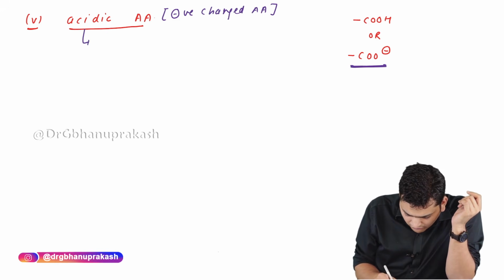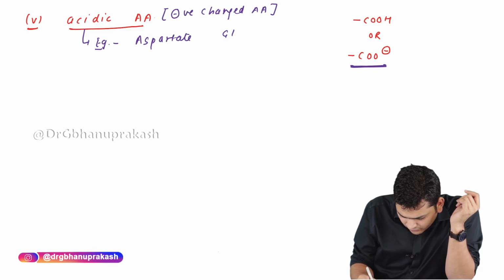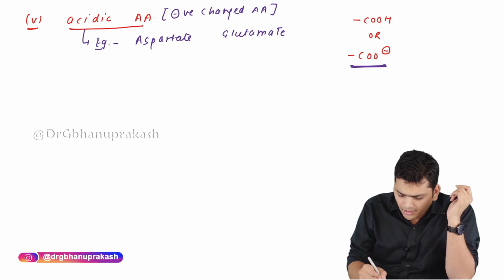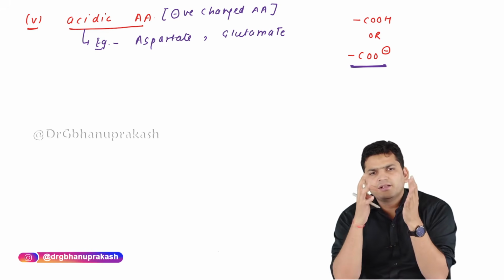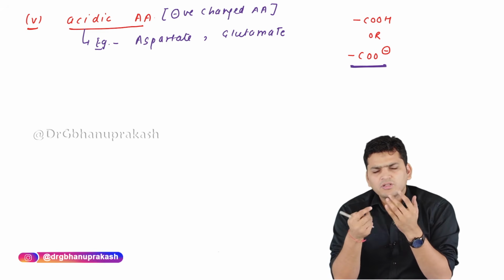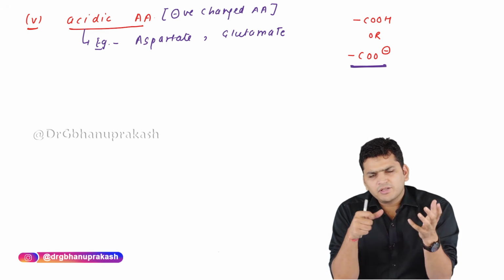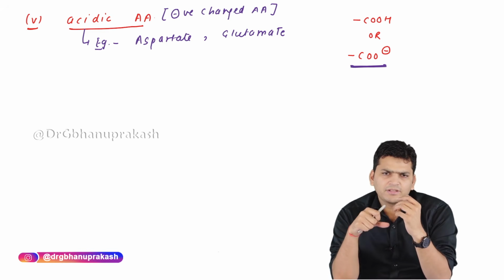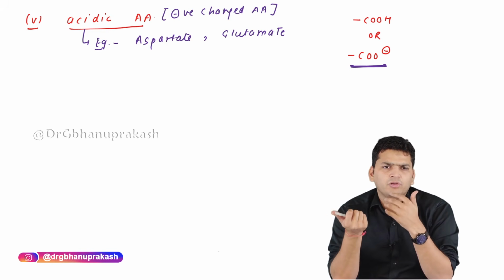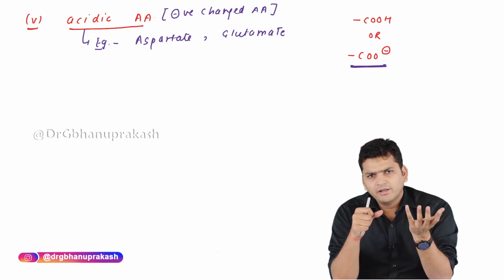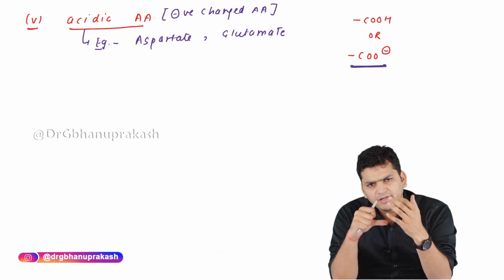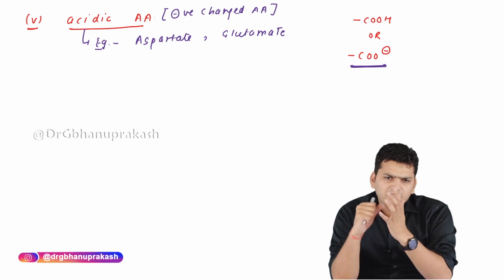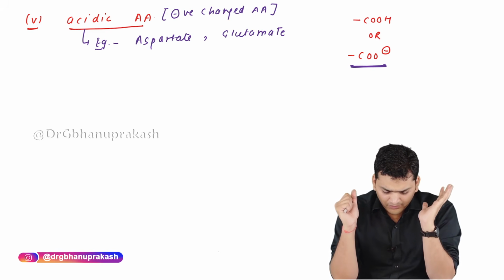The examples of the acidic amino acids are aspartate and glutamate. The other names are aspartic acid and glutamic acid. When the examiner asks which of the following is an acidic amino acid, they will not give you the name aspartic acid or glutamic acid, because the name itself is very clear. So they will use the alternate names. Aspartic acid is also called aspartate, glutamic acid is also called glutamate. These are the acidic amino acids.